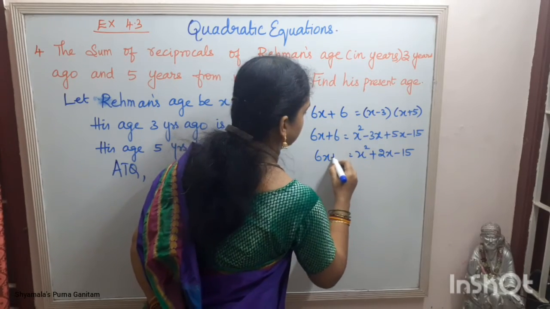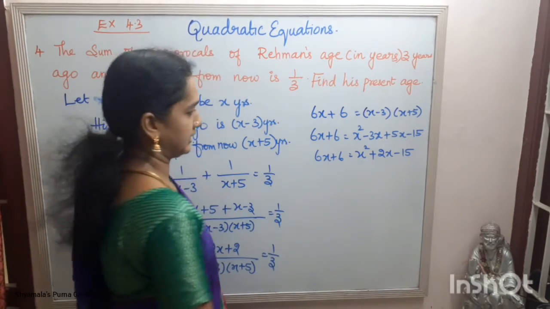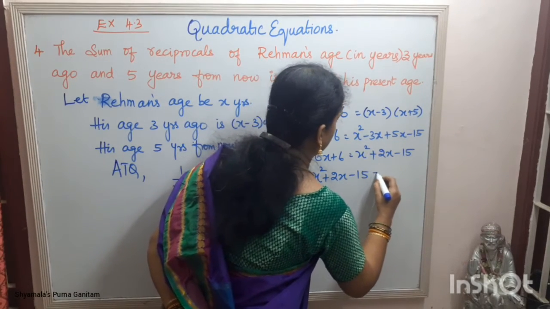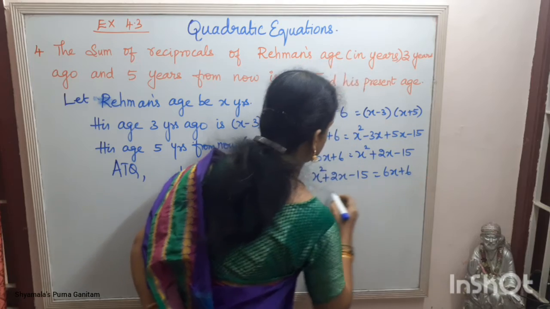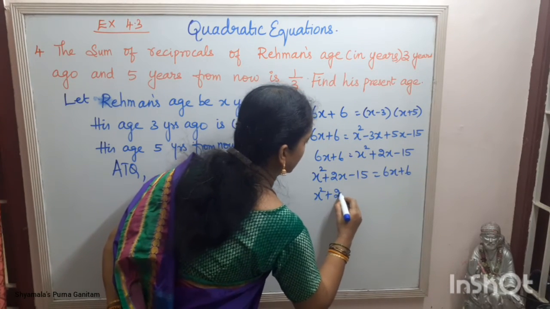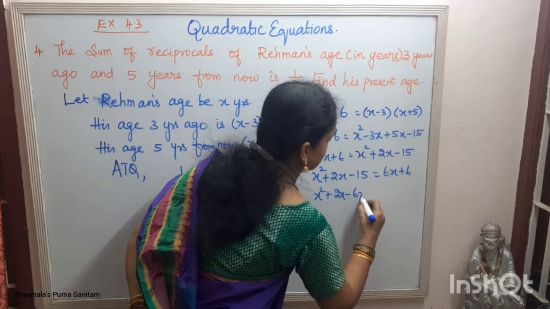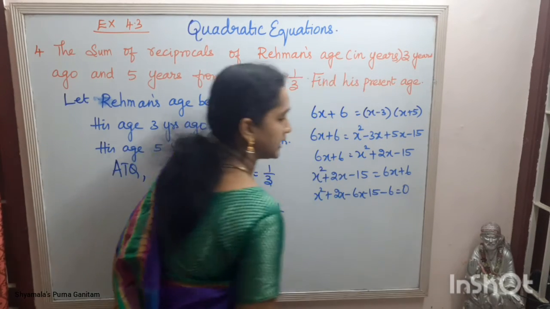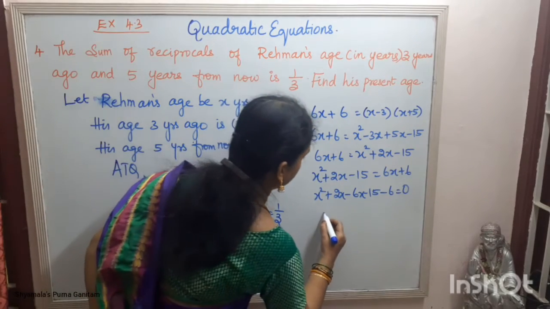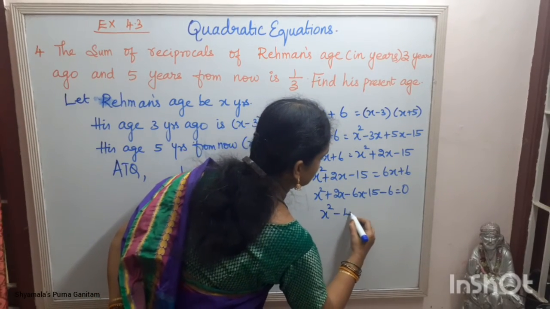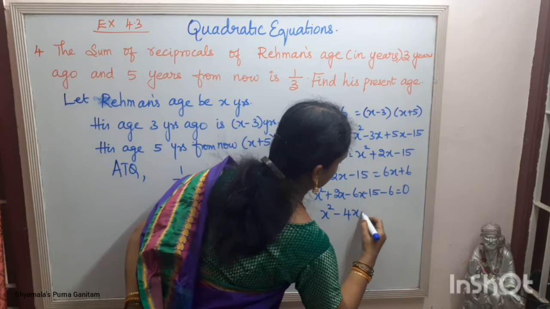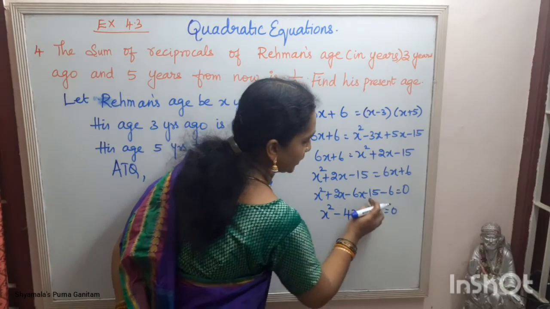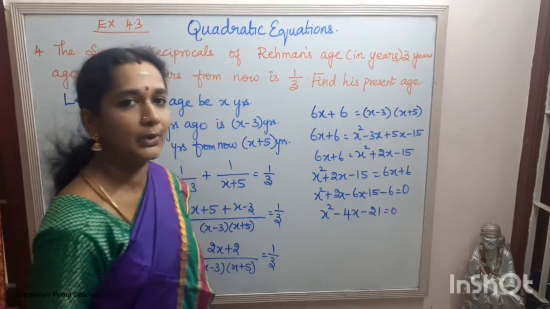Now I am interchanging this. x squared plus 2x minus 15 is equal to 6x plus 6. So x squared plus 2x minus 6x minus 15 minus 6 is equal to 0. Okay. So here x squared minus 4x minus 21 is equal to 0. When I simplify the x terms I get minus 4, and when I simplify the constants I get minus 21.